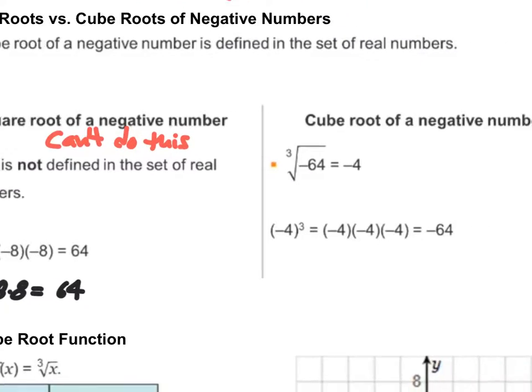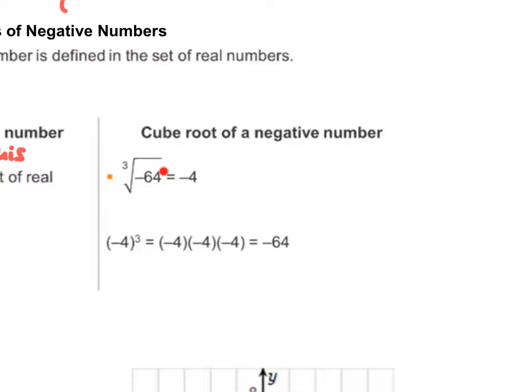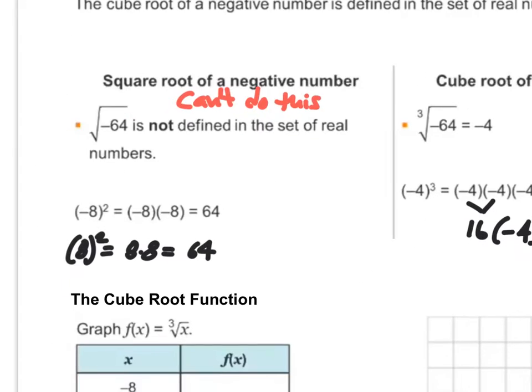However, cube roots of a negative number you can do. If you were to take the cube root of negative 64, it would give you negative 4. The reason why is because if you take negative 4 and you cube it, that's negative 4 times negative 4, which gives you positive 16. But then when you multiply that by another negative number, it gives you the result of negative 64. So you can take the cube root of a negative number. This you can do, but you can't do it for a square root.